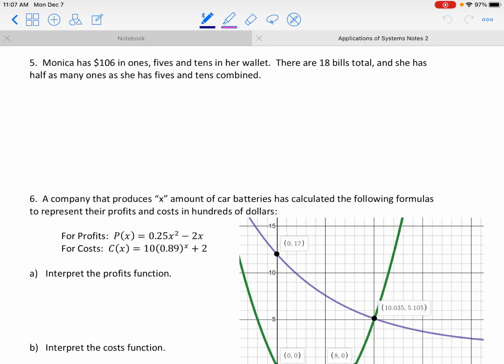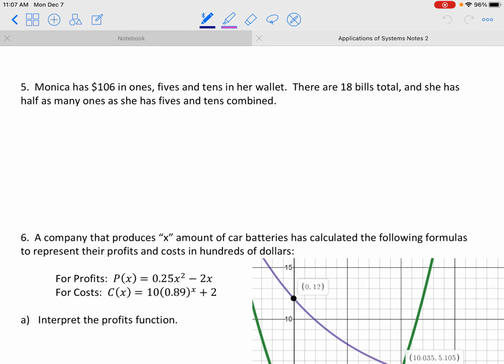This time we're going to look at a system that has 3 variables. It says Monica has $106 in ones, fives, and tens in her wallet. It's a lot more than I have in my wallet. There are 18 bills total, and she has half as many ones as she has fives and tens combined. I didn't even ask a question here, but the question would be how many of each, I suppose. So how many ones, how many fives, how many tens? Now you can see there are our 3 variables. How many ones, let's call those x's. How many fives, let's call those y's. And how many tens, let's call them z's.